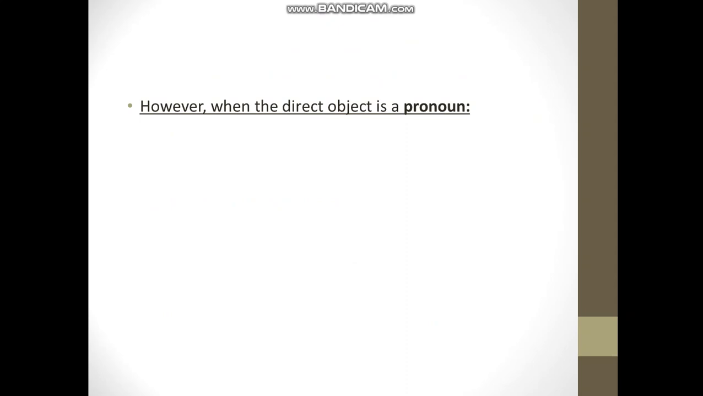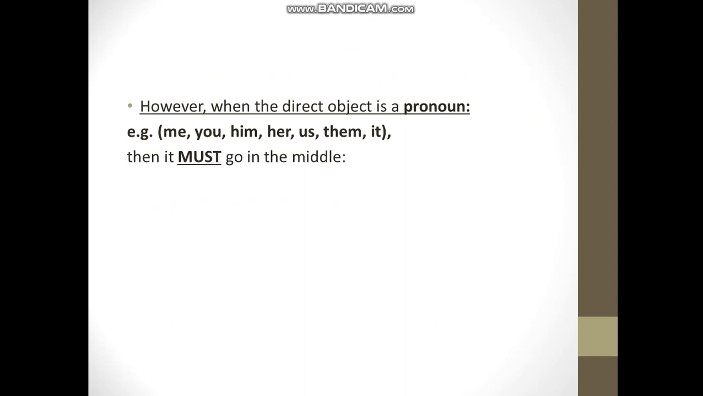However, when the direct object is a pronoun, for example, me, you, him, her, us, them, or it, it must go in the middle. I threw it away. I threw away it, of course, is incorrect.